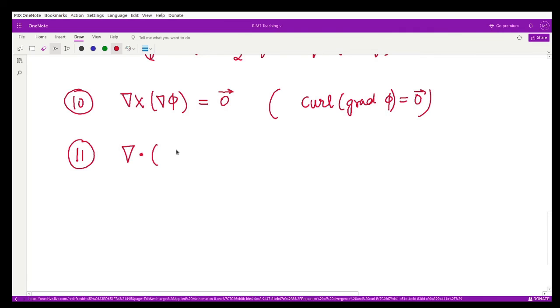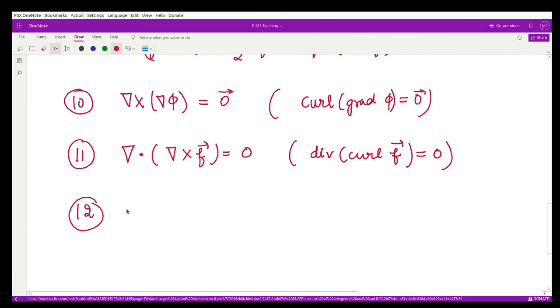And the next property is the divergence of the curl of some vector. This is equal to 0, because divergence always results into a scalar quantity and this should be a vector. So we can write the divergence of curl of some vector f is always equal to 0. So this is the property and you should remember this one.